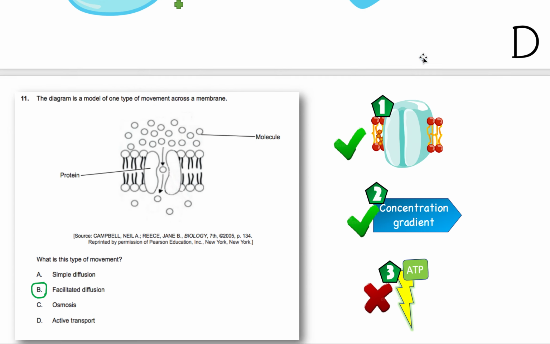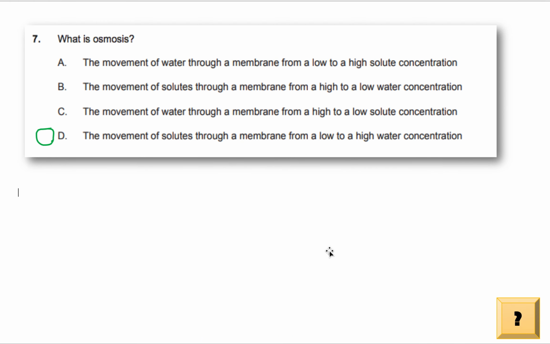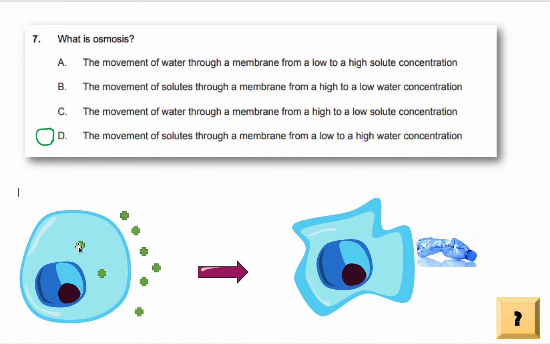Let me explain. We have this diagram here, right? We used it before in this video. So what happened here? Remember, the outside was very concentrated, the inside was low concentration, and the molecules weren't able to come in because they couldn't pass the membrane, so water instead left. How? By osmosis. So how did water move? From an area of low solute concentration to an area of high solute concentration through the membrane. So it's going to be A.